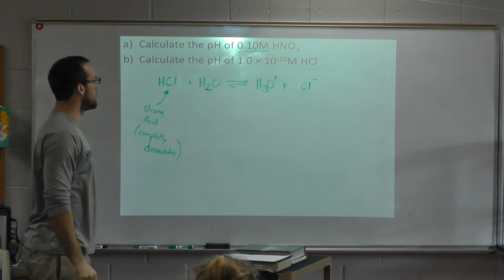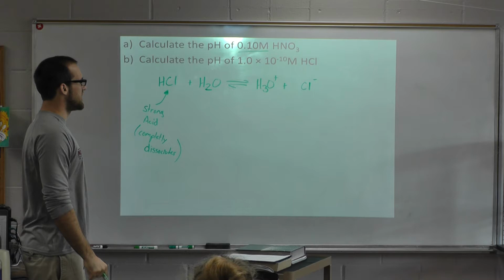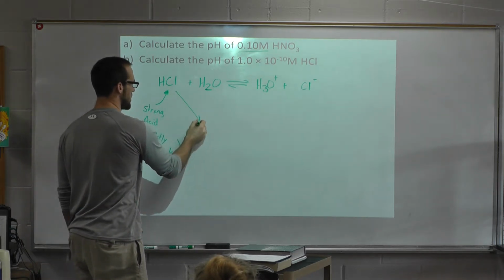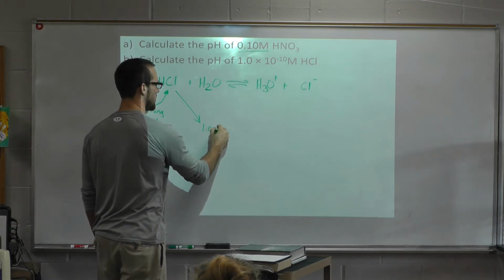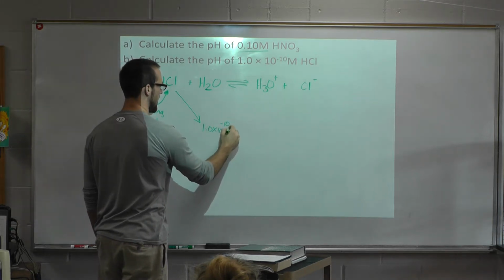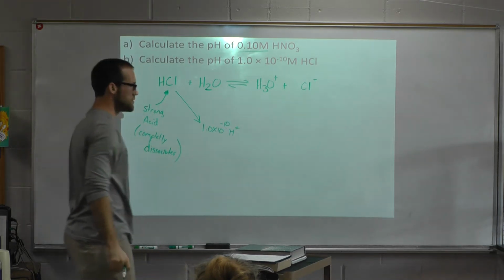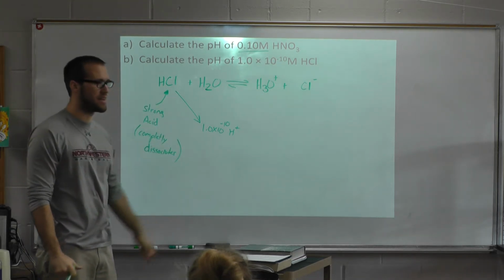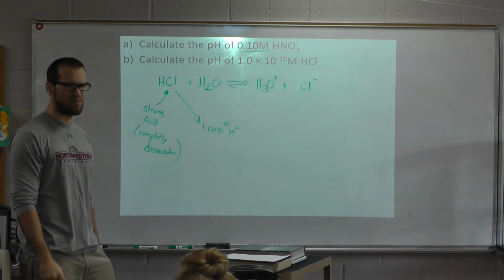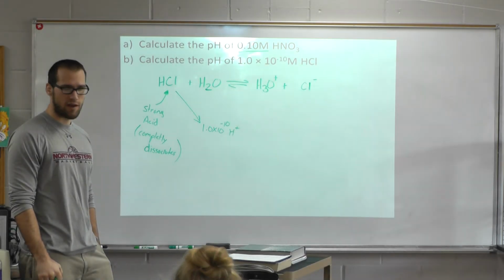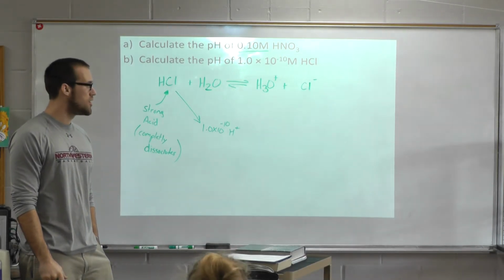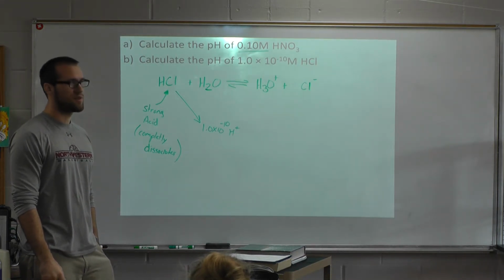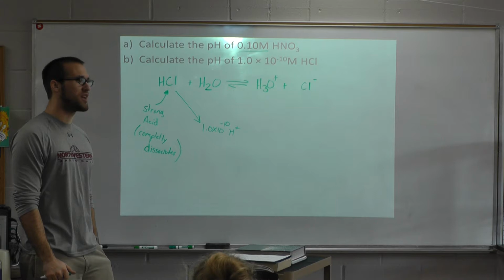All right. And it gave us the concentration of HCl, which means that HCl is going to give 1.0 times 10 to the negative 10 hydrogen ions. Right? If this completely dissociates, that's how many hydrogen ions it would give off. Does that make sense? Everybody? Okay? But here's the kicker. The self-ionization of water will give off more than that.